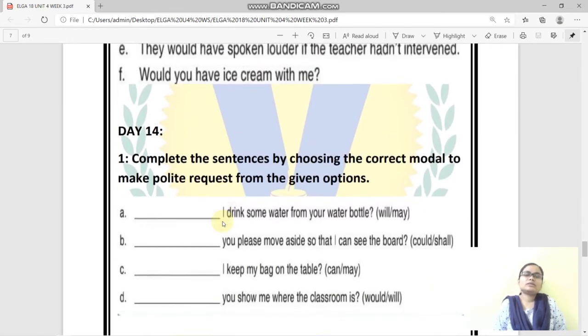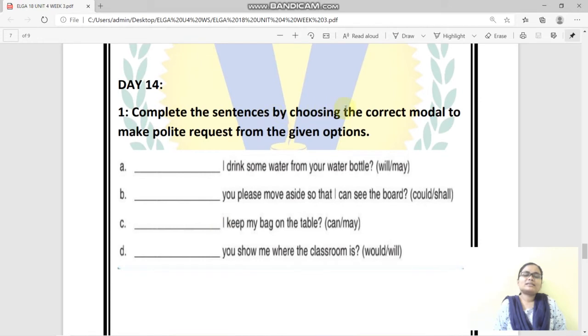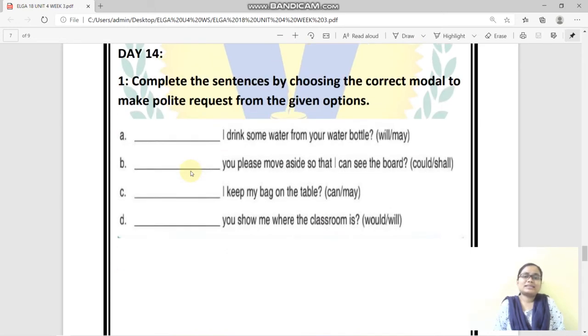Now, let's move towards day 14. Complete the sentences by choosing the correct modal to make a polite request from the given options. You can observe here a sentence is given for you all and a blank is given. Read it. Dash I drink some water from your water bottle. In the bracket you can observe two modals are given. Among these two, which do you think will fit here? You are supposed to think and write in the given blank the correct answer, children. Similarly, complete all the sentences.